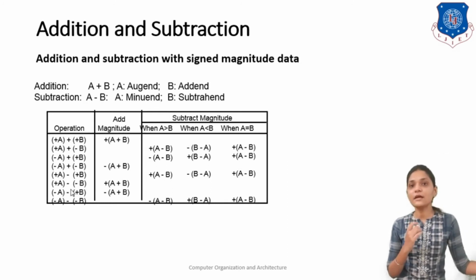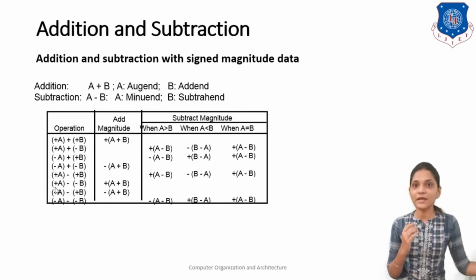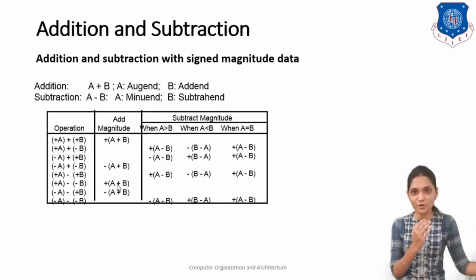If you are given the operation of subtraction and your A is positive and B is negative, that means you are going to do the addition operation, because here minus minus will become plus. So your operation will be like A plus B.